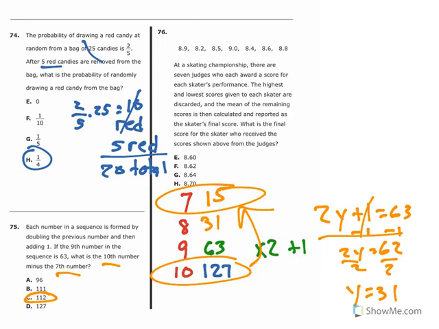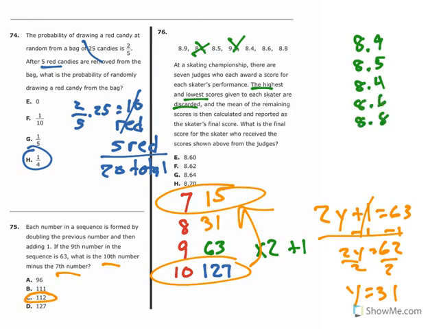76. So we have these scores. It says the highest and lowest are discarded. So I realize right away my highest is 9, my lowest is 8 2/10. So when I add these scores, I don't really want to add the whole number pieces because I know my answer is going to be 8 and something, 8 and a fraction, right?